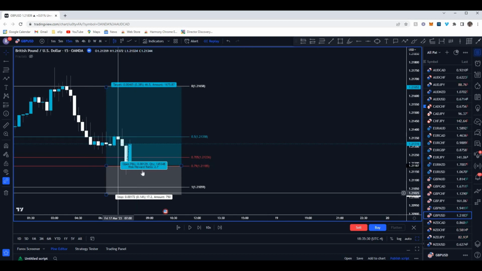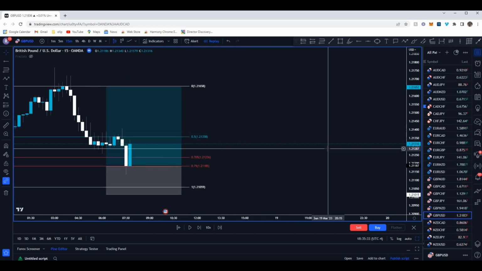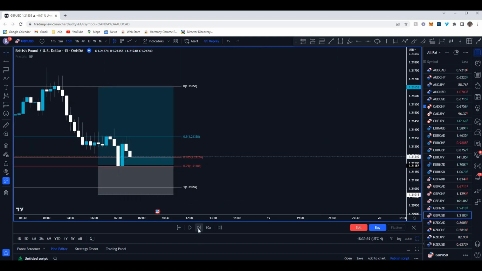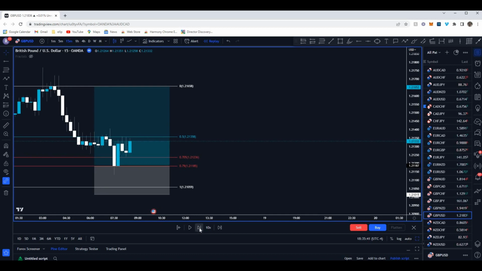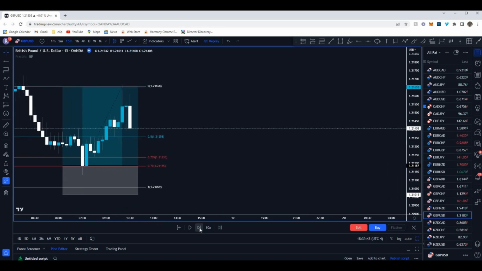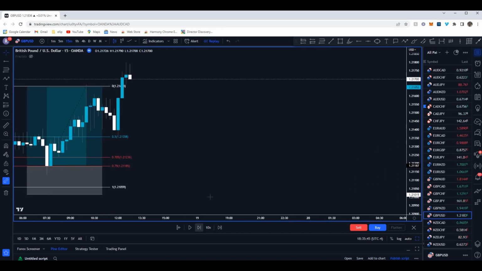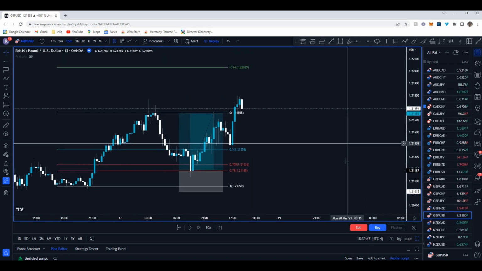Pushes down, and then immediately the next candle, boom, pushes up. And once I see that, I'm like, all right, we're good to go. Let's just let the market do its thing. Then as you can see, it pushes down a little bit, but other than that, boom, just a huge move to the upside. And I could have held this trade for a long time.